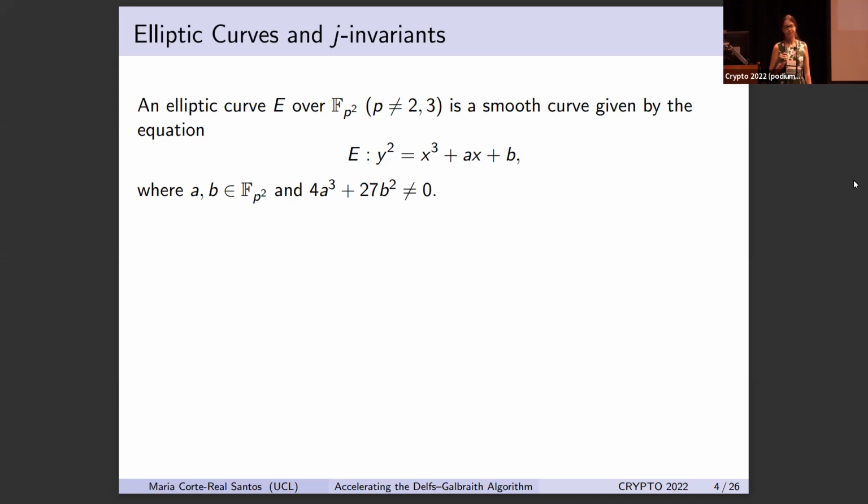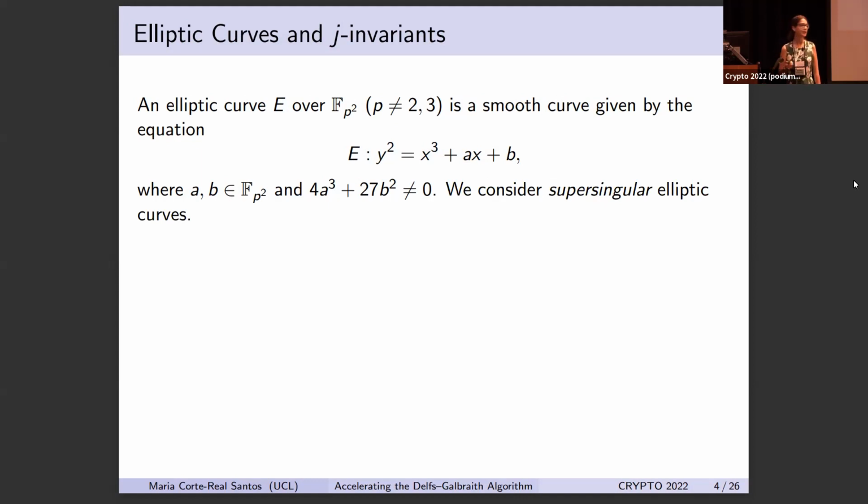And then we have this condition where 4A cubed plus 27B squared is not equal to 0. But all that means is that our curve is not singular and behaves nicely, and you have a nice group law on your elliptic curve. And for efficiency reasons, we study supersingular elliptic curves.